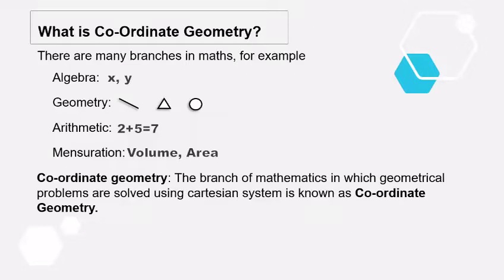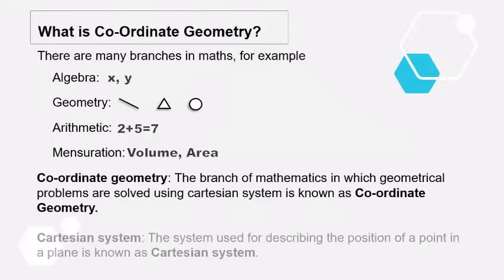And what do you mean by Cartesian system? The system used for describing the position of a point in a plane is known as Cartesian system. It means if you want to locate a point in a plane, you can use Cartesian system to locate that point. You have to draw two perpendicular lines which will divide the plane into 4 quadrants, and it will help you to locate that particular point. I will explain that in next slide.